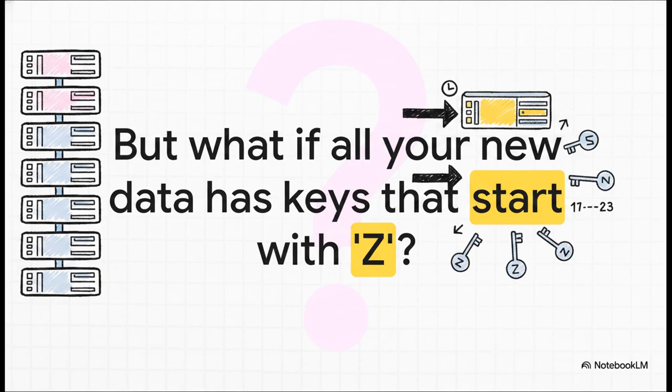But this strategy has a huge vulnerability. What if your keys are sequential, like timestamps from user events? Well, all of your new data, everything that's happening right now, is going to have keys that fall into that same final partition. And that means all your write traffic is just hammering a single machine, creating this huge bottleneck, while all your other partitions are just sitting there, totally bored and idle.